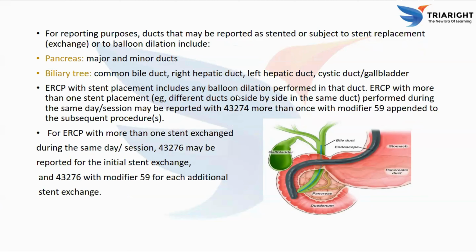So which ducts can be reported in ERCP? So what are the ducts? For reporting coding purposes, ERCP procedures like stenting, stent exchange or balloon dilation can be performed in the following ducts. One is the pancreatic system, the major pancreatic duct and minor pancreatic duct. The other is the biliary tree, the common bile duct (CBD), the right hepatic duct, left hepatic duct and cystic duct or gallbladder. All of these ducts are considered part of the pancreatico-biliary system. So ERCP codes apply to any of them.